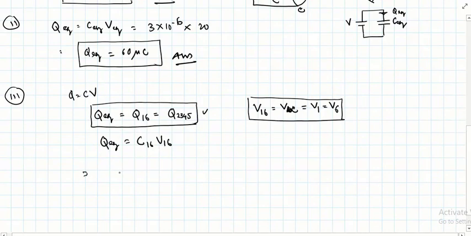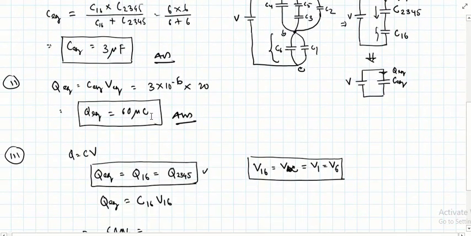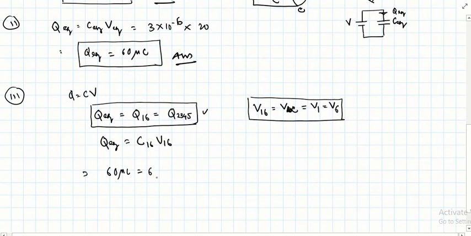So then I know the Q equivalent, which is 60 microcoulomb. Q16 is actually 6 microfarad into V16, or I can say V16 would equal 10 volt, right? The 6 micro will be cancelled out, 6. So it's going to be 10 volt. That is also V1, and this will also be V6.